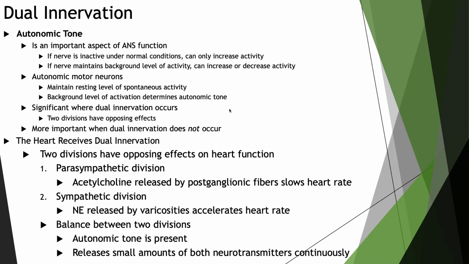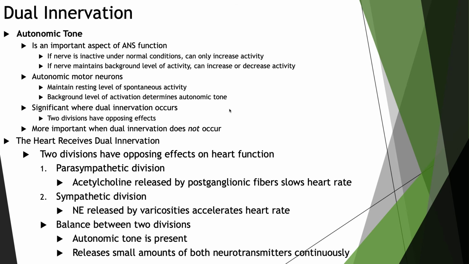Even without stimuli, autonomic motor neurons show a resting level of spontaneous activity. This background level of activity determines an individual's autonomic tone. Autonomic tone is an important aspect of ANS function, just as muscle tone is a key aspect of SNS function. If a nerve is absolutely inactive under normal conditions, then all it can do is increase its activity on demand. But if the nerve maintains a background level of activity, then it can increase or decrease its activity, providing a greater range of controlled options.